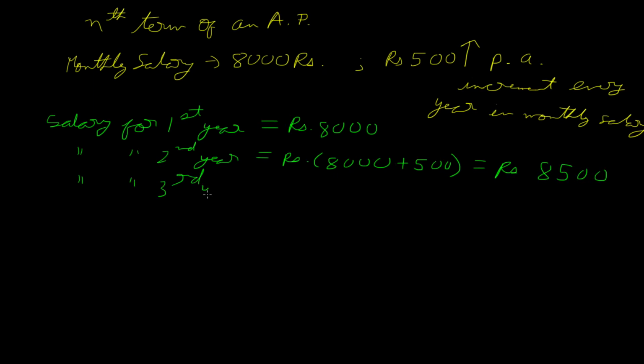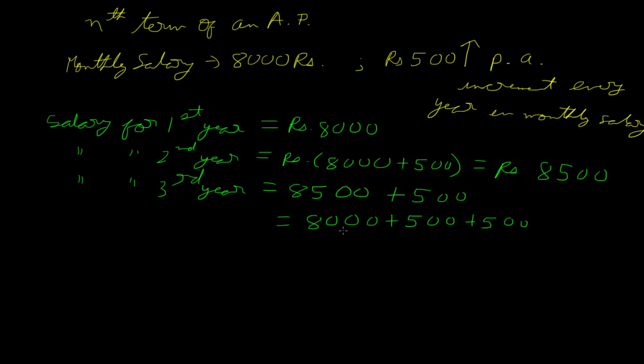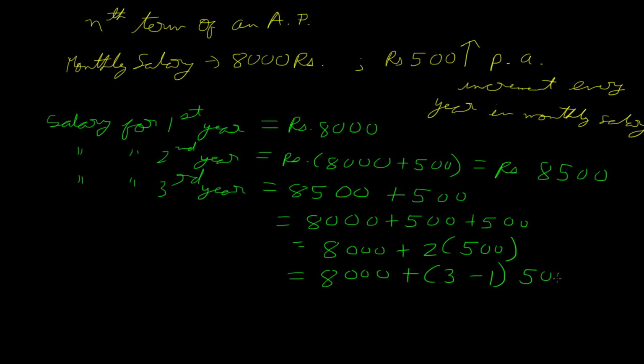Now let us go to the salary for the third year. Salary for the third year will be the salary of the second year, that is 8,500, plus the 500 increment. We can also write this as 8,000 plus 500 plus 500, or 8,000 plus 2 times 500. Since this is the third year, you got the increment twice. Or we could also write this as 8,000 plus (3 minus 1) times 500, which will be equal to 9,000 rupees.